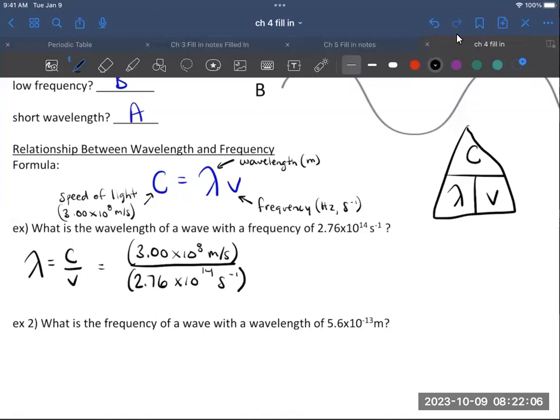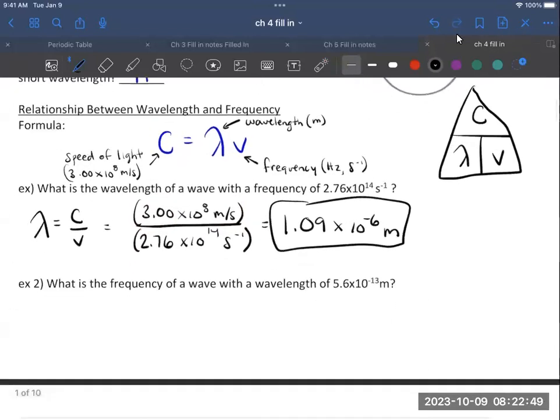S to the minus 1. Do you notice I'm using parentheses here? This is super important. Your calculator should have parenthesis buttons. Please use parentheses when you put this in your calculator. When you're typing this in, hit parenthesis, then 3.00 times 10 to the 8th, close the parenthesis, hit the divide button, and then parenthesis, 2.76 times 10 to the 14th, close the parenthesis, and then hit enter. If you don't use parentheses, it will often give you the wrong answer because it changes the order of operations. So just keep that in mind. We get 1.09 times 10 to the negative 6 meters as our wavelength.